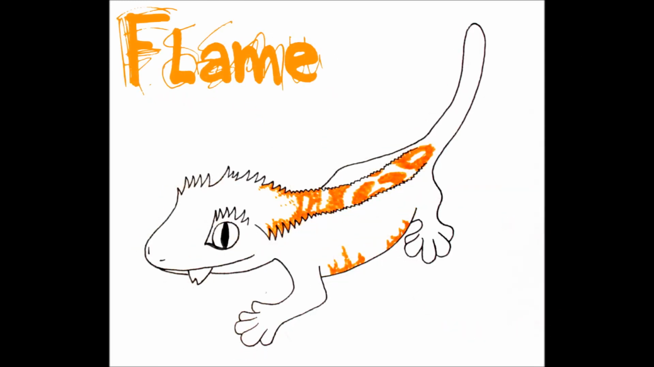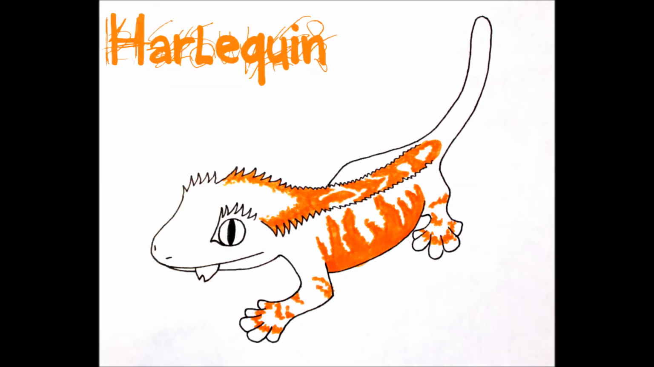Cream patterns can get kind of confusing, so for right now, I'm just going to cover the basics of cream pattern. This is an example of a flame cream pattern. Flames or fires are low-level harlequins. Flames have little or no lateral pattern.